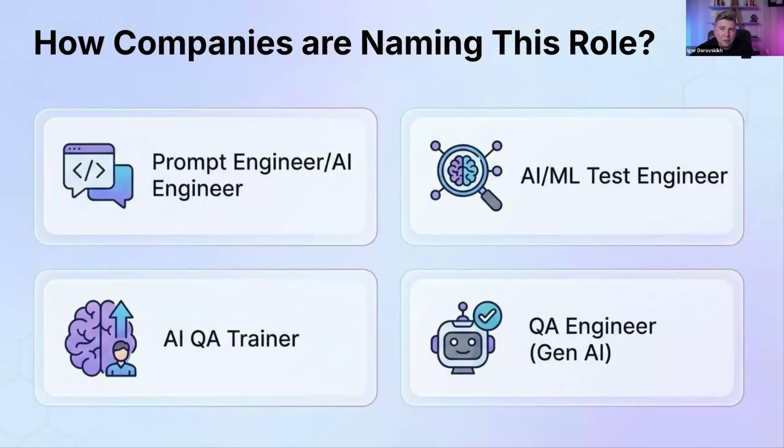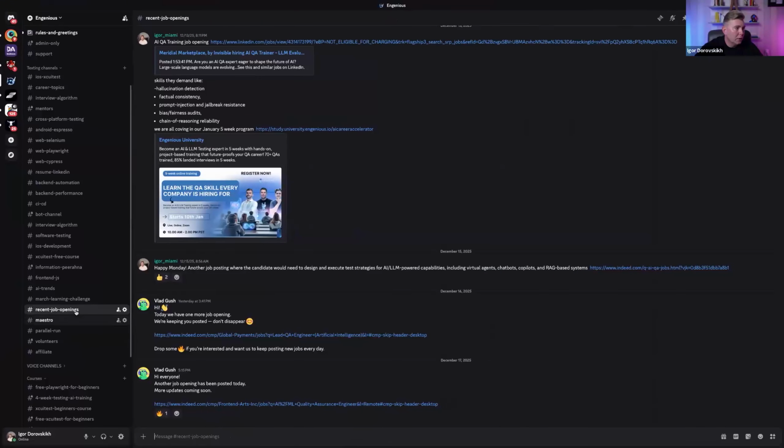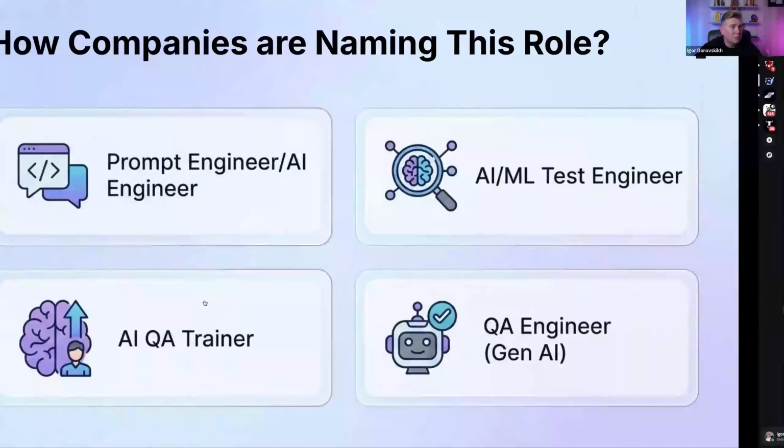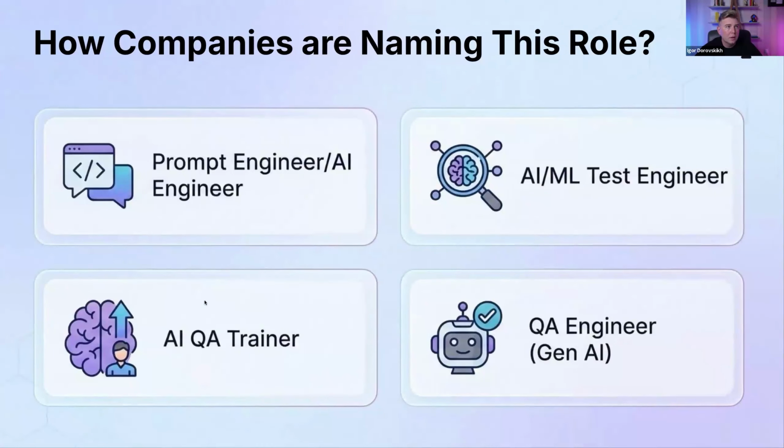So how do companies actually call this role? This is the wild, wild west. There is no settled name for this position yet. Remember, I showed you Discord? In the Discord channel, in the recent job openings we post every day, they call it different names: prompt engineer, AI engineer, AI ML testing engineer, AI QA trainer, AI coach, QA engineer Gen AI. These are the real names from Indeed and LinkedIn. There's no settled name for this role.